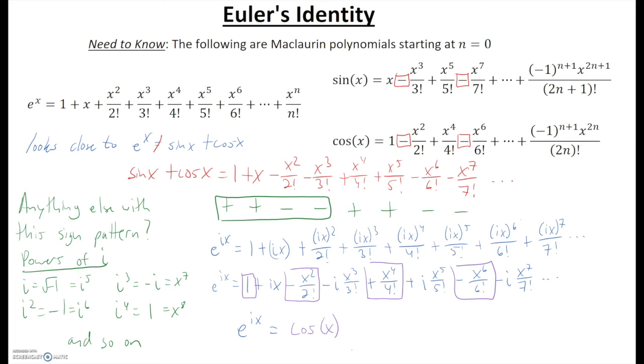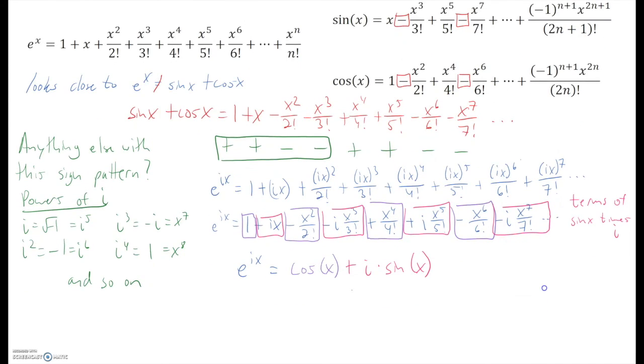And that something else, looking at the remaining terms, you have ix minus i times x cubed over 3 factorial plus i times x to the 5th over 5 factorial. Well, that's just the polynomial expansion for sine of x times the number i. And you get this overall identity that e to the ix equals cosine of x plus i times sine of x, which led to his most famous application of this identity.